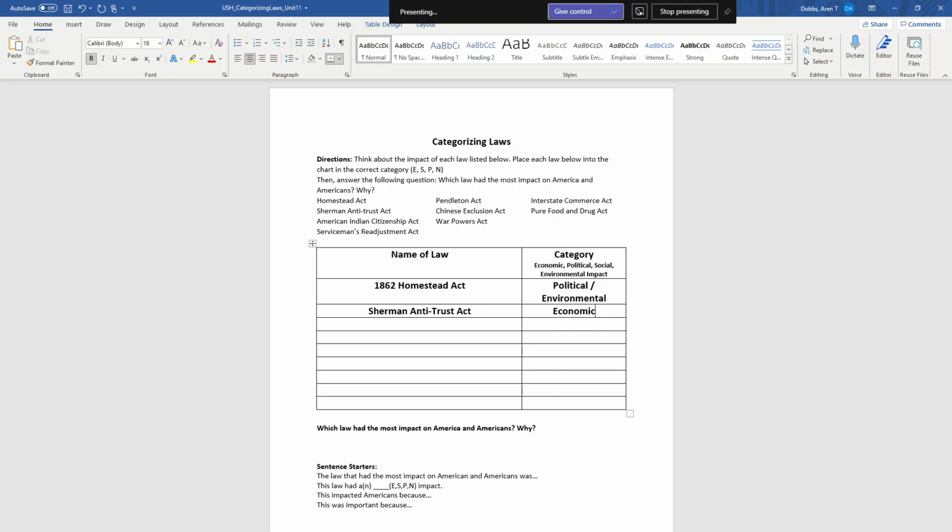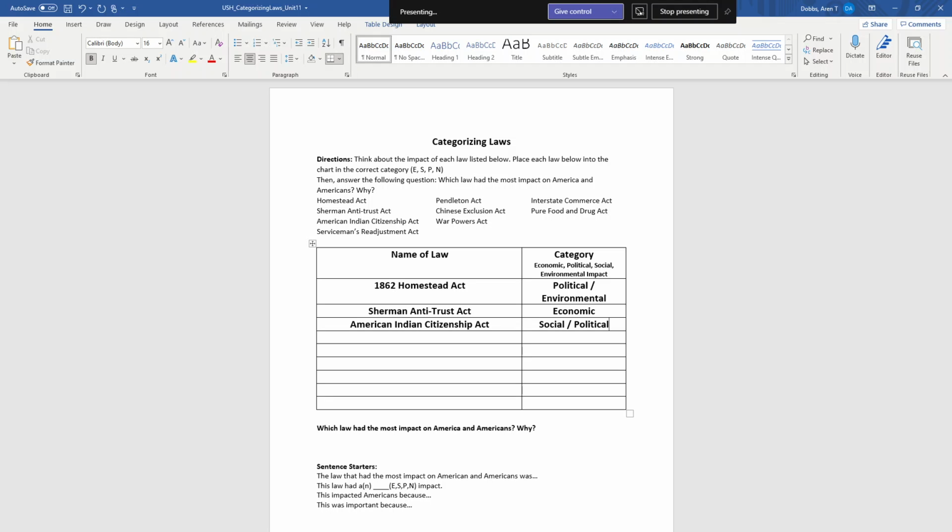The American Indian Citizenship Act, passed in 1924. This would be a social law. It's also a political law. It's the first time the United States recognizes Native Americans as citizens of the greater United States.